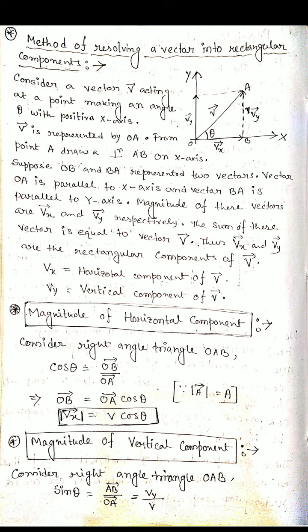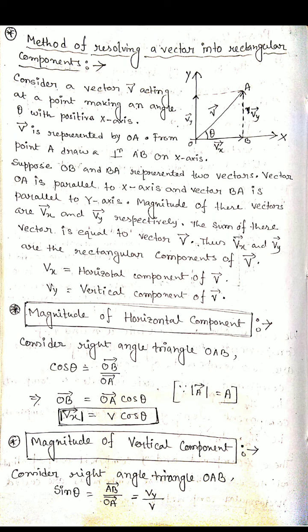So how do we find them? Using the concept of a right angle triangle, sorry, not the triangle law. From this right angle triangle OAB, we find the horizontal component Vx. We consider that OA represents the velocity vector which makes an angle theta with the x-axis. So considering the right angle triangle OAB, cos theta equals OB by OA, base by hypotenuse.